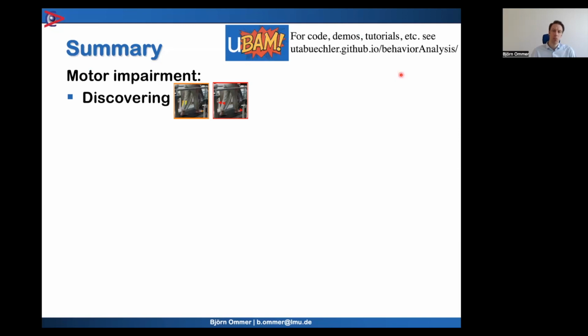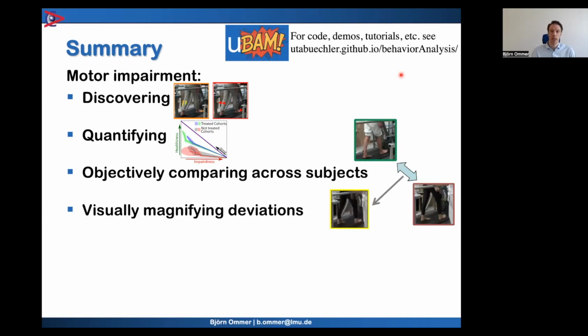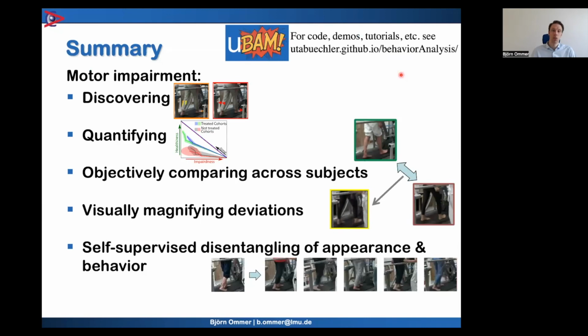So in summary, uBAM automatically learns to discover, to quantify, and to compare even subtle deviations in motor impairment across subjects. It provides an easily accessible direct visualization of differences directly in the video. And the approach is based on a self-supervised strategy for disentangling behavior and posture that does not require posture annotations, nor does it require a detour via keypoints, which would imply a strong inductive bias.